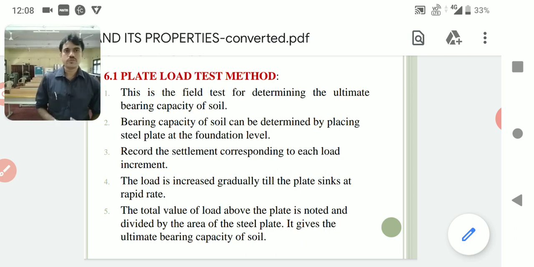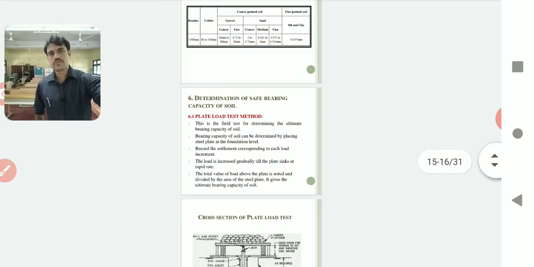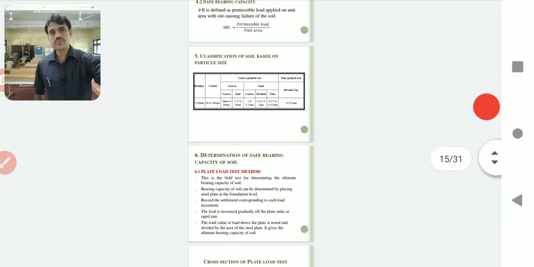The total value of the load above the plate is noted and divided by the area of the steel plate. It gives the ultimate bearing capacity of the soil. It doesn't give the ultimate anyhow, so we are going to call it ultimate or otherwise bearing capacity of the soil.